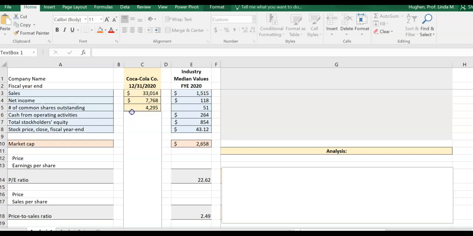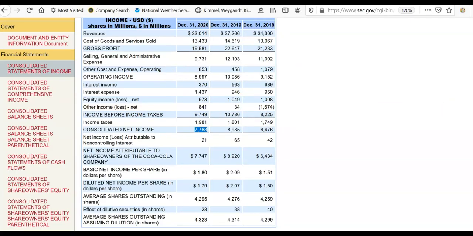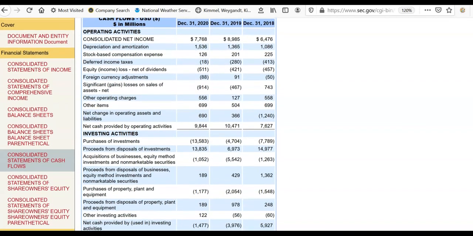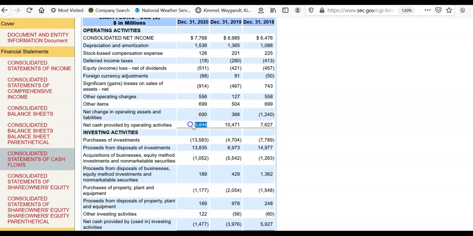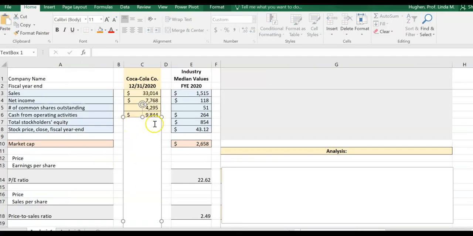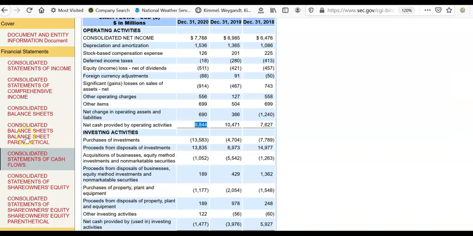This is our only amount on our financial statement analysis that is not in dollar amounts. These are just the actual number of shares. Cash from operating activities, where do we get our cash from operating activities? That's going to be from the statement of cash flows. We're going to look for net cash from operating activities and plug it into our analysis here. Total stockholders' equity, we can get that from the balance sheet.